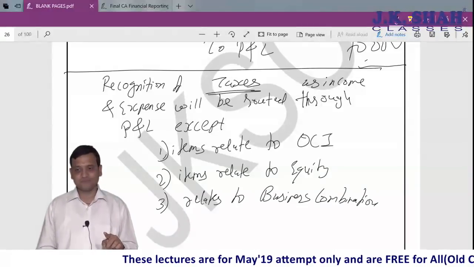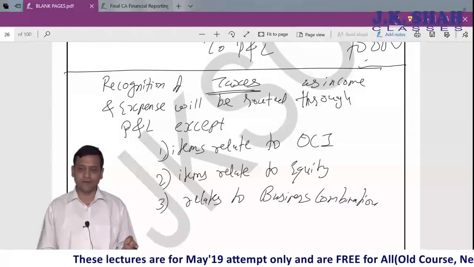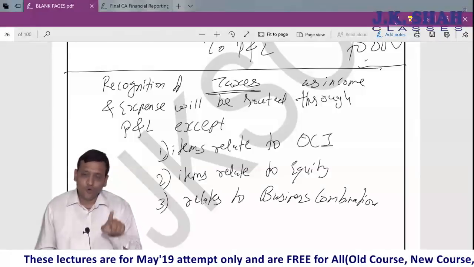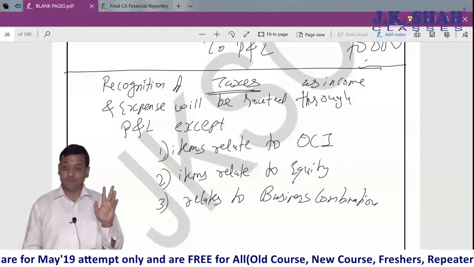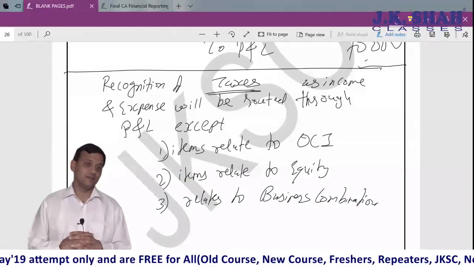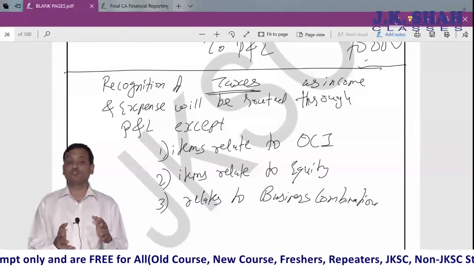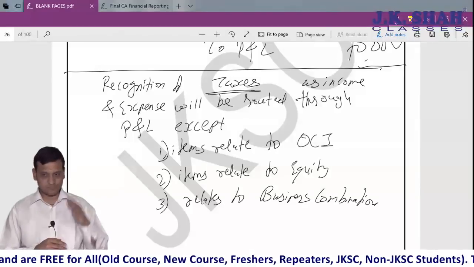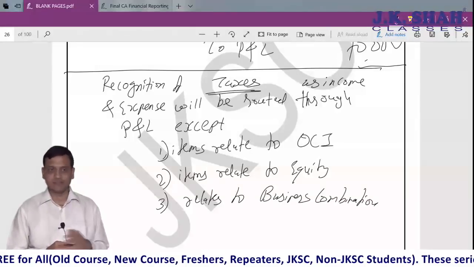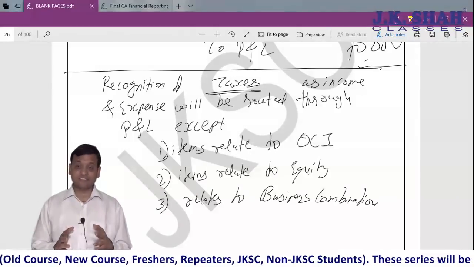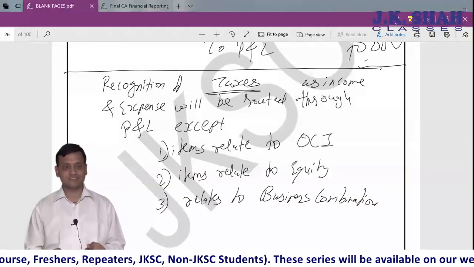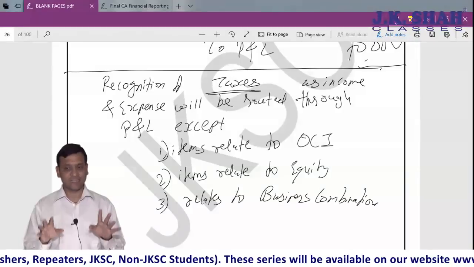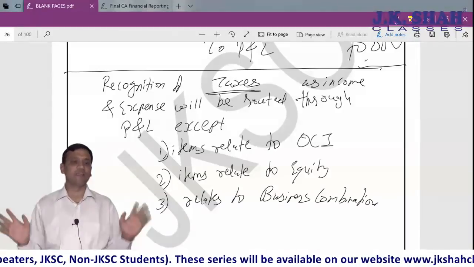So then that item of tax expense will also be recognized through OCI. If the item on which there is a tax is getting recognized through equity, you know, after share capital you have equity, then we will recognize deferred taxes and current taxes through equity only.